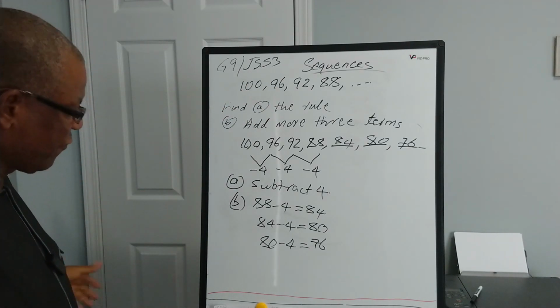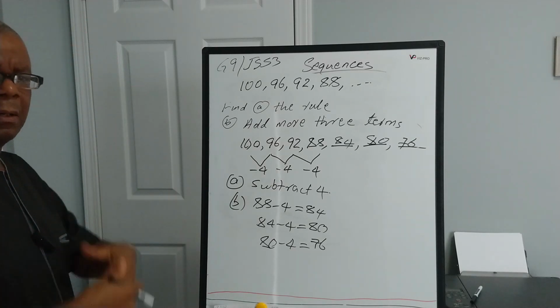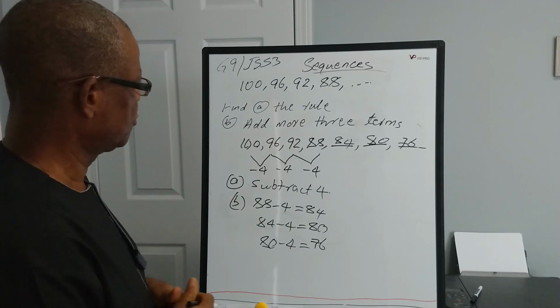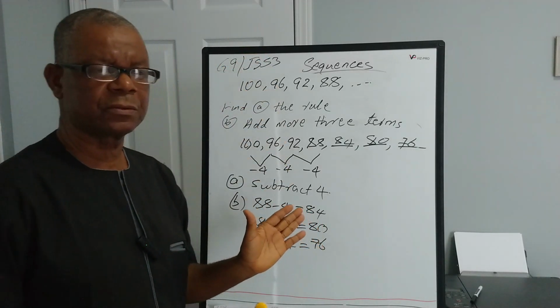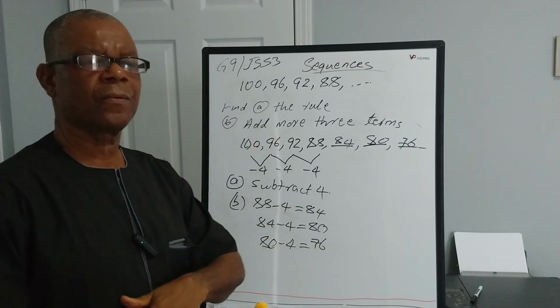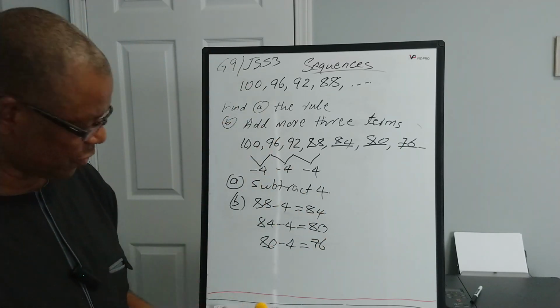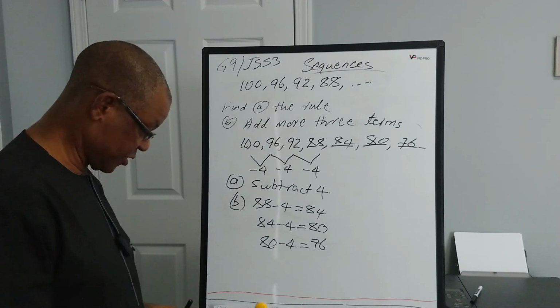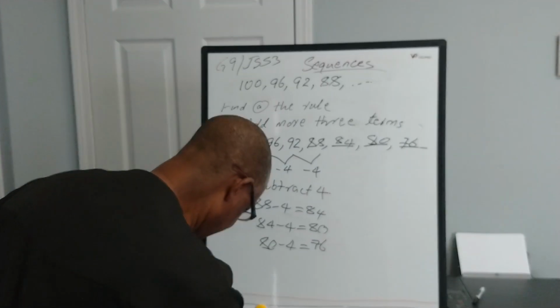There are many sequences on and on. So this is the way you find a rule, and then add whatever more terms you are asked to find where necessary. Let's have another example.